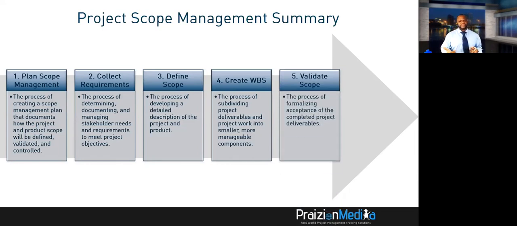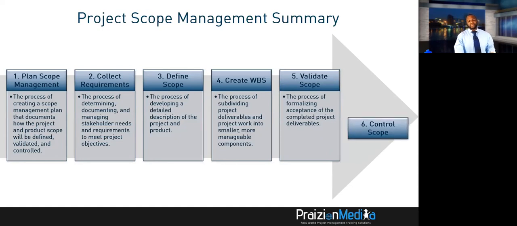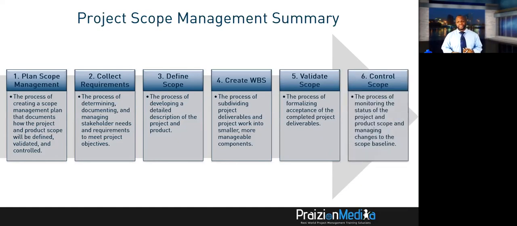Validate scope. This is the fun one where your customer reviews the deliverable that you have created. It's a very special process. It's the process of formalizing acceptance of the completed project deliverables. And the final one that we have in scope is monitoring the status of the project and product scope and managing changes to the scope baseline. Those are the 6 that we're going to talk about, okay?